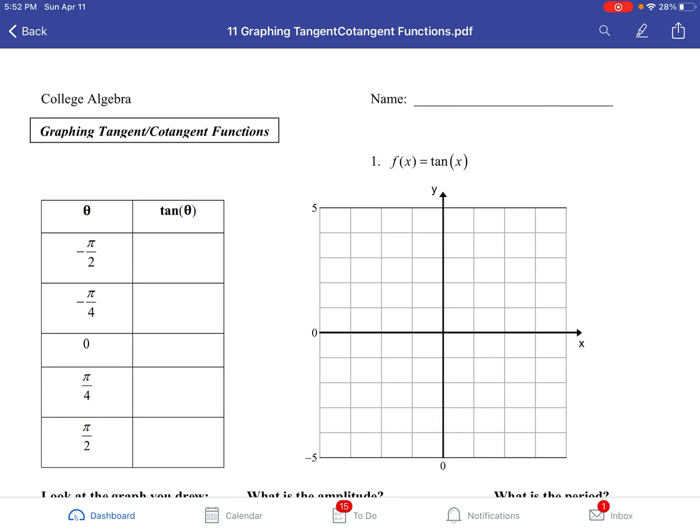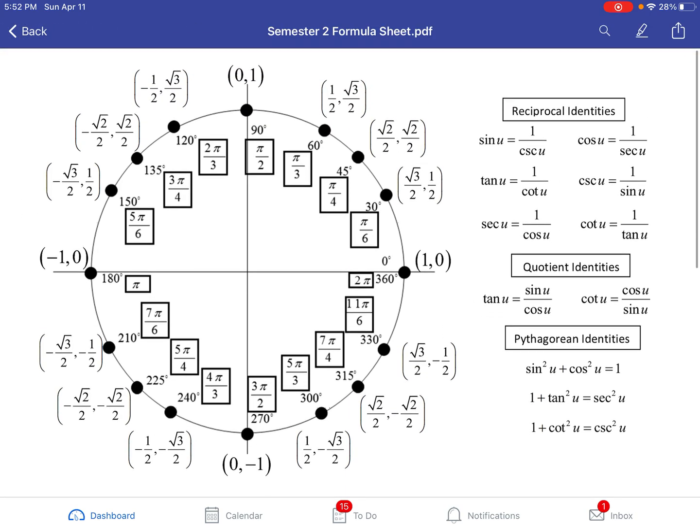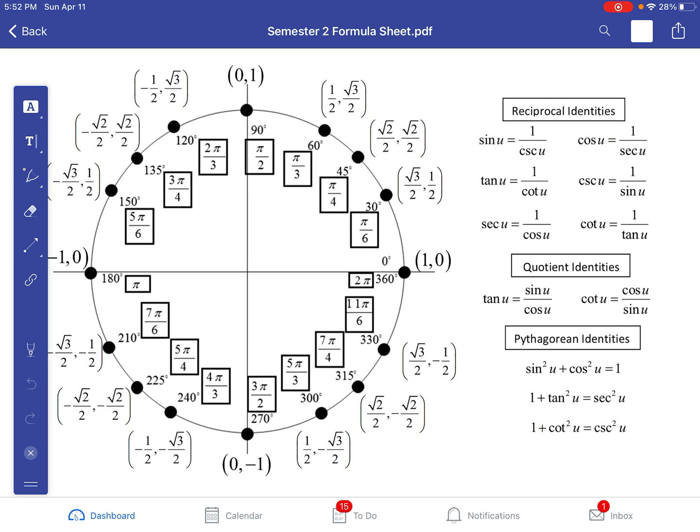Today in college algebra, we start graphing the last two trig functions, tangent and cotangent. But in order to understand these two functions better, we're going to go back and look at our unit circle from our semester 2 formula sheet. Here's our unit circle.